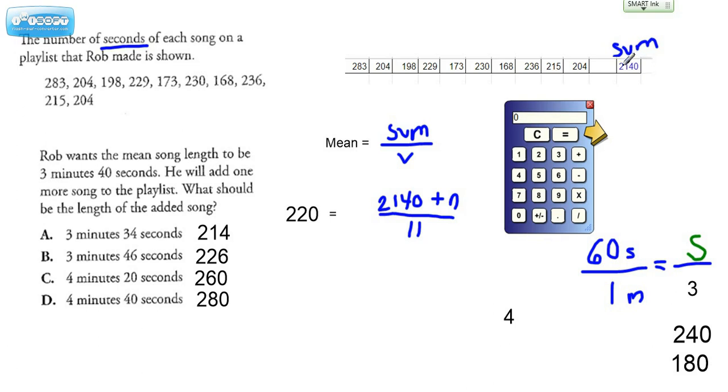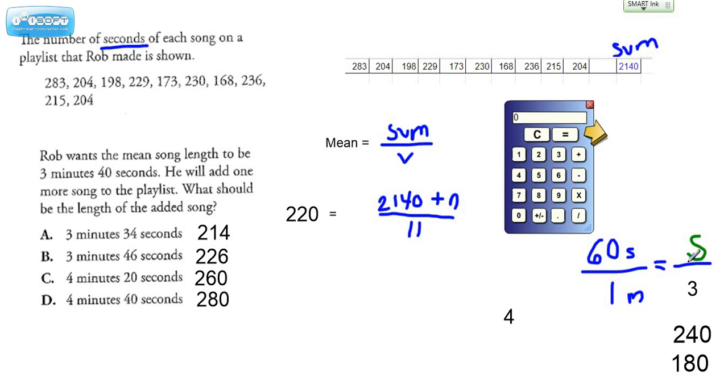Now if we're going to find the average of any set of numbers, we have to take that sum and divide it by how many values there are. Now in this case, we want the mean or the average to be this. This is all in seconds. We need to convert this to seconds.